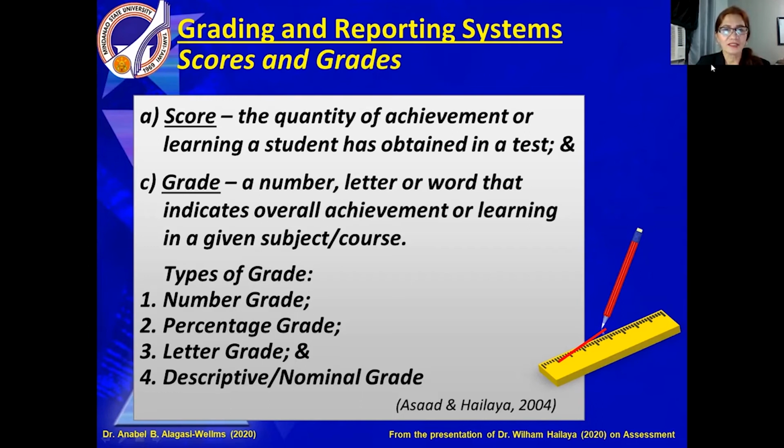What are the types of grade? Number grade. So number grade is either 98, flat 1, 1 to 5, and then percentage grade, 98%, 50%. Letter grade is A, B, or C, A minus. Silliman is using this. And then the descriptive or the nominal grade. Very good, excellent. These are the types of grade. They're all grades. That's according to Asaad and Hailaya in 2004.